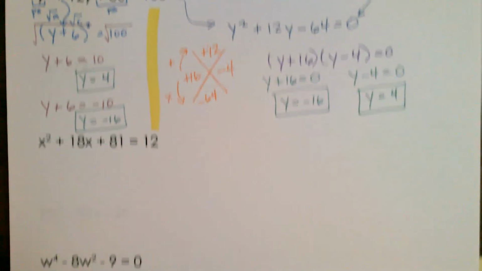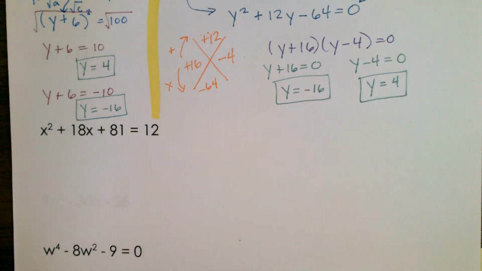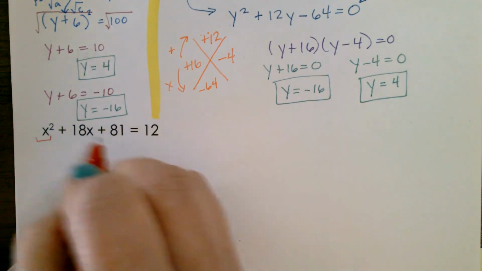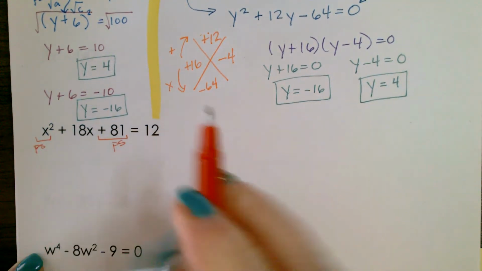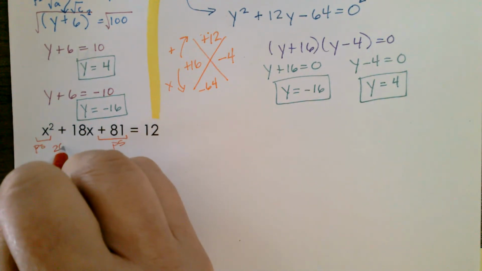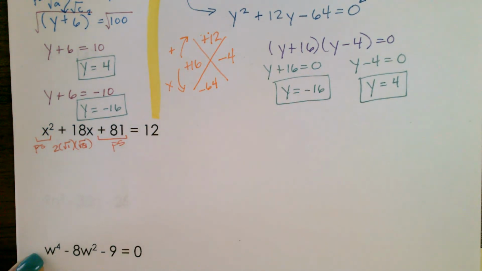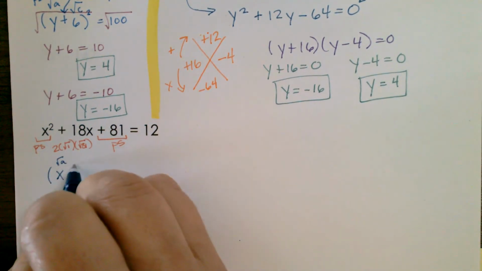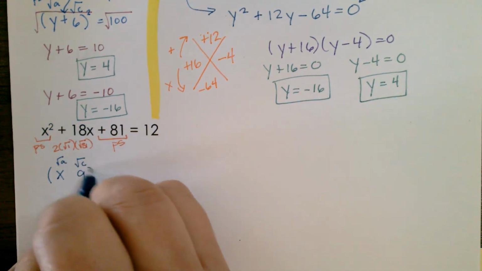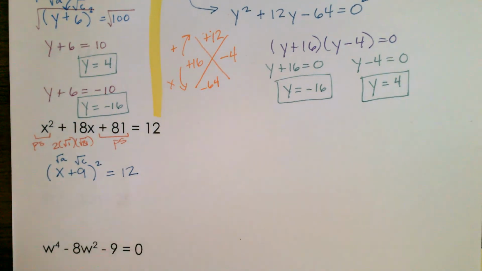All right, now we're on to a different one. 12 is not a perfect square, so I noticed that in my brain. Is this a perfect square trinomial? That's a perfect square. That's a perfect square. Is 18 2 times the square root of 1 times the square root of 81? It definitely is. Therefore, in factored form, I would have x, square root of the a term, square root of the c term, sign in front of b would equal 12.